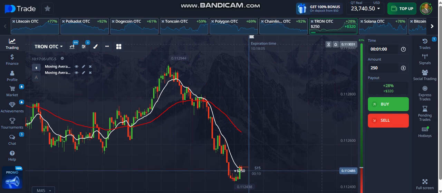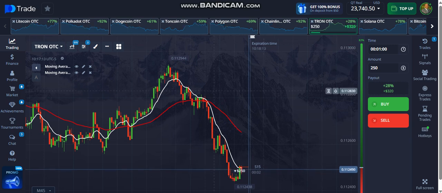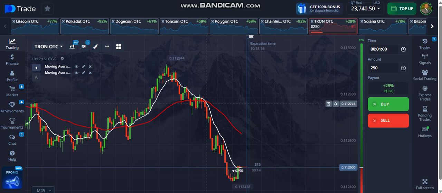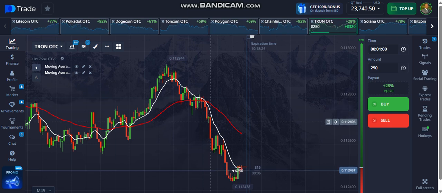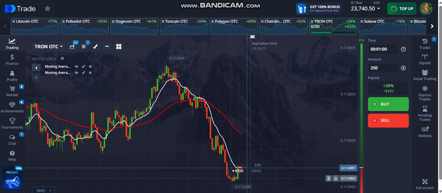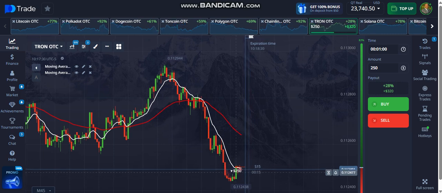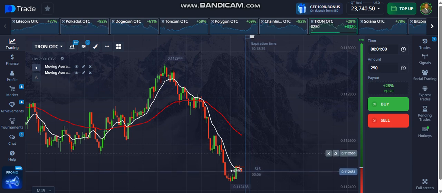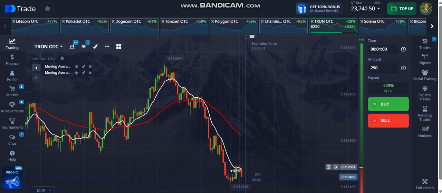Okay, so I'm on the Tron OTC crypto, and the first step is to wait for the 10 EMA to cross the 50 EMA, the white crossing the red line. Then I look for that retracement back. I wait for the retracement where the price retraces back to the 10 EMA line, because we have a general bearish trend occurring right now. And then I took the trade right when the price hit that 10 EMA line.